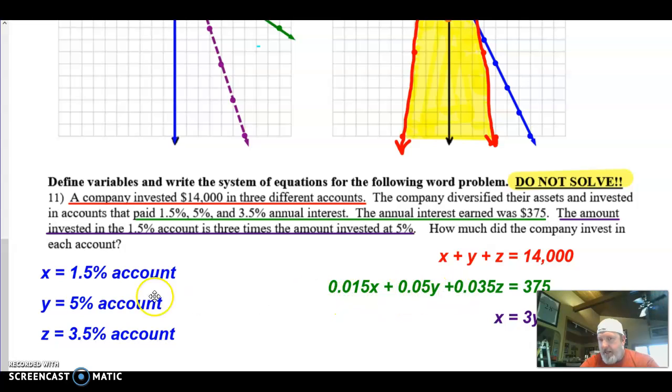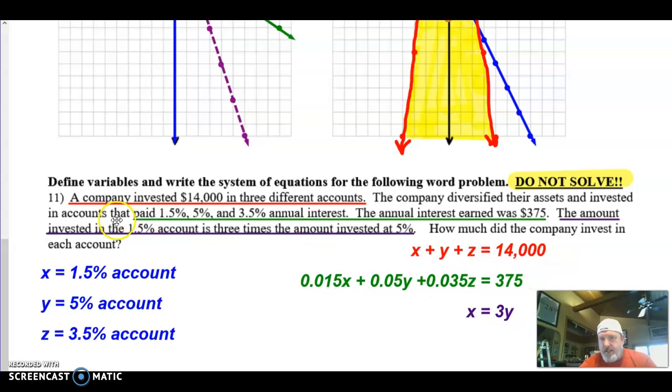The interest paid, now notice I put the interest here as a decimal. The interest earned on all 3 accounts is $375. And then the last order of business here, it says the amount invested in the 1.5% account is 3 times the amount in this account. So x is equal to 3y. And that's our third equation. Again, you did not have to solve these, you just had to set those up. And that paves the way for our final page on our test review.